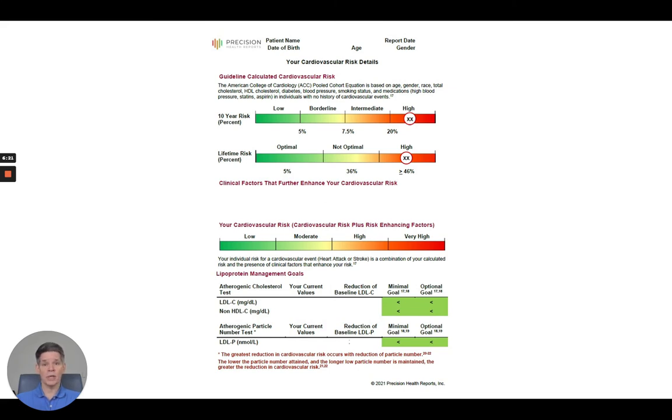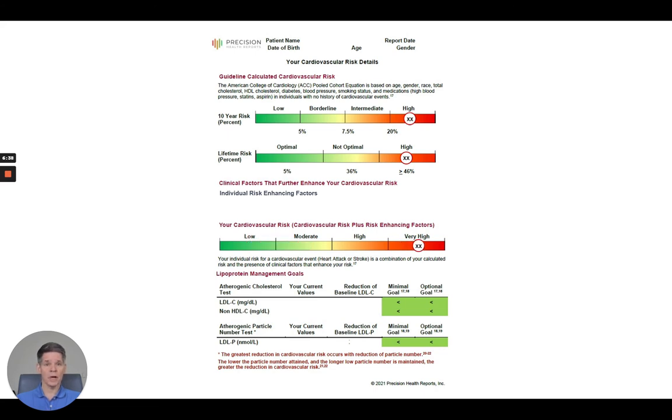The rest of the story is there are over 30 risk-enhancing factors that you may have, and they will individually appear in the center of the screen. When you take all of those details together, along with the calculations, you're able to say what your overall cardiovascular risk is, from low to very high.